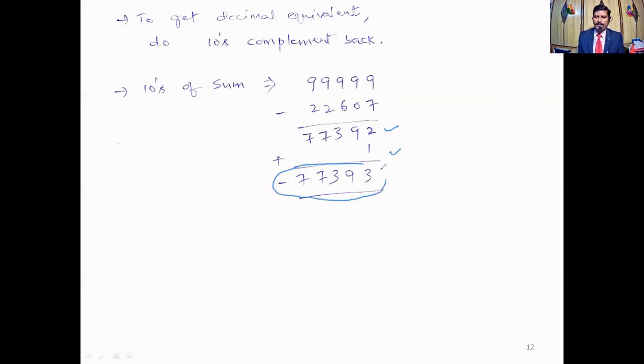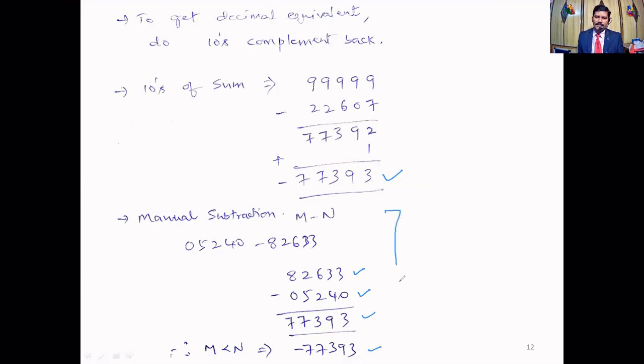When you do it manually, you will get minus 77393. For the computer it is this value, 22607, and if you want the decimal equivalent, not in 10's complement form, you get this. So this is the actual decimal value, a negative number. This is a manual check of whether the answer is correct or not.